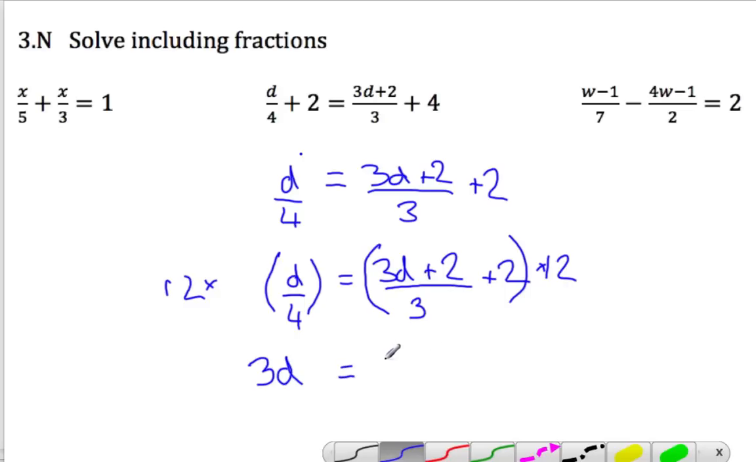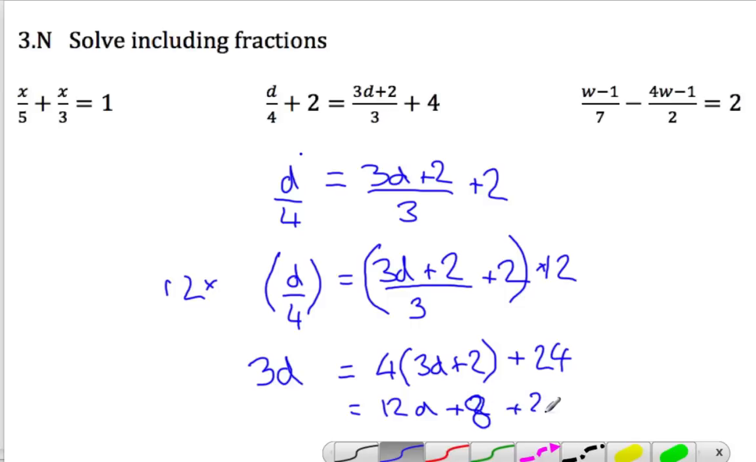And here, distribute the 12 in backwards kind of thing. It's going to be 4 times 3d plus 2. So we get 4 lots of 3d add 2, and then we're also going to get 12 lots of 2, which is 24. Let's just expand this bit out: 12d add 8 plus 24. 3d.